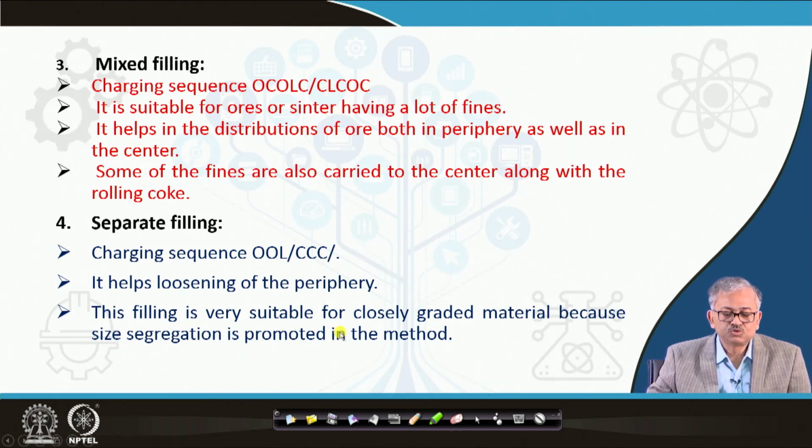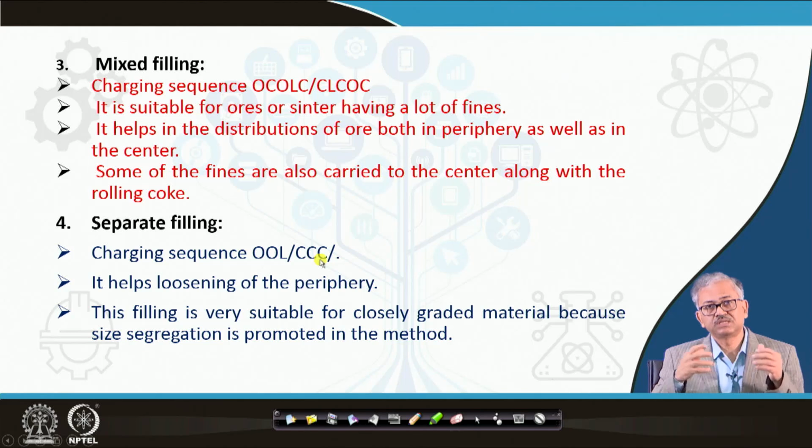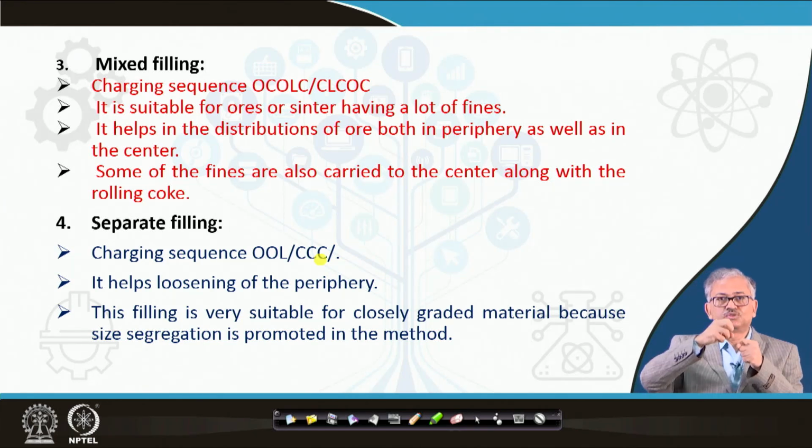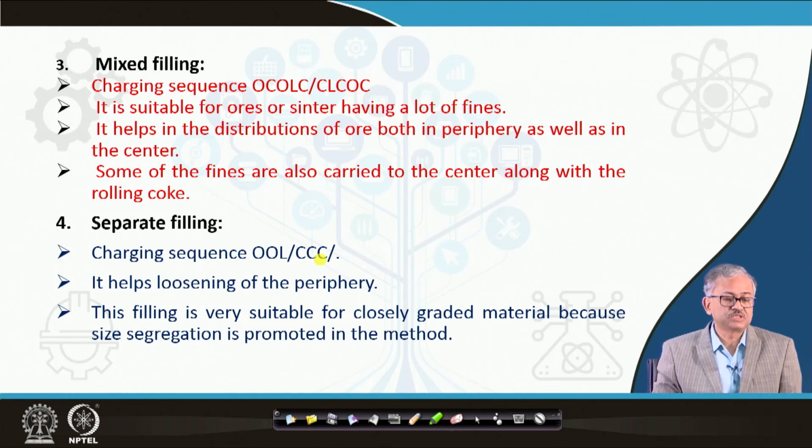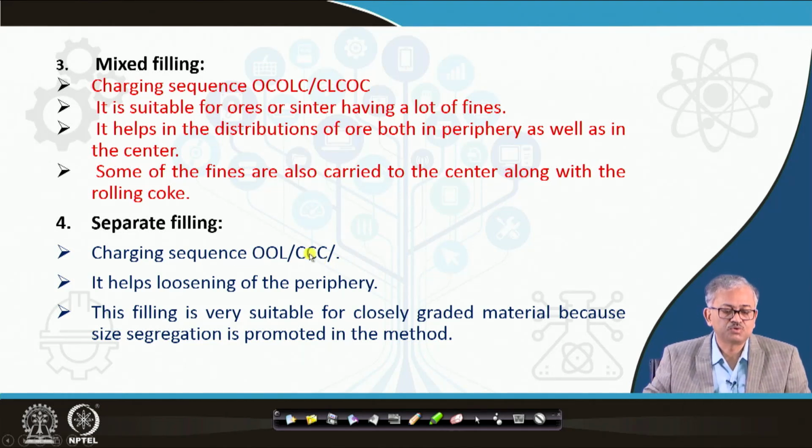And this filling is very suitable for closely graded material, because this type of charging basically promotes segregation. Only ore and then coke, because you have a wide distribution of ore. So smaller ore will percolate through the bigger holes between the bigger ore particles. If you have a wide distribution of ore sizes, the fines will percolate through the bigger ores, and a mixed layer will form. Segregation will be much more. So this basically allows more segregation.